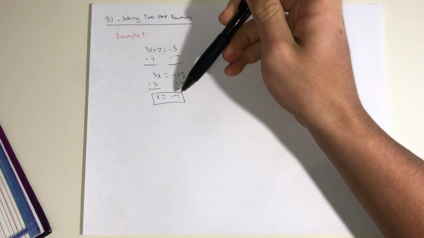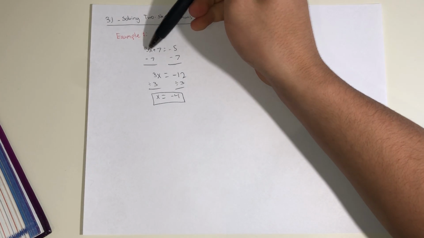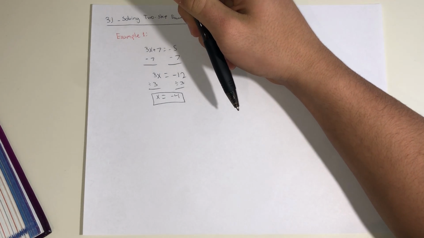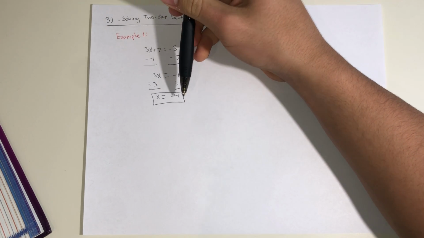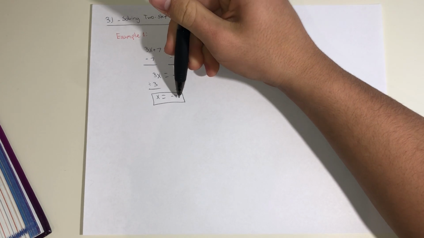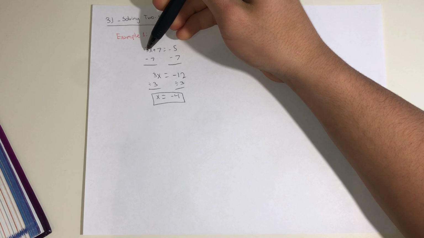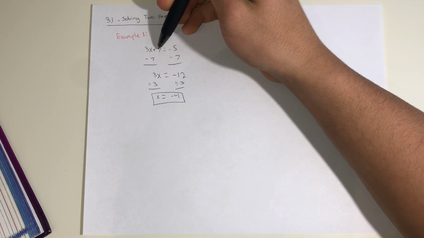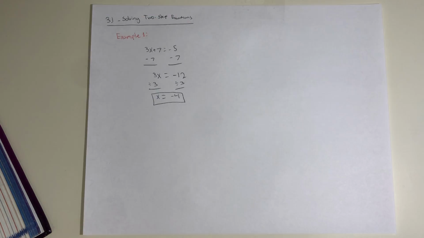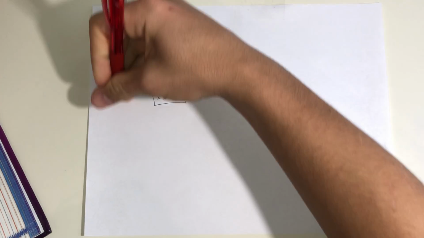And if you wanted to check, you could plug in negative 4 for x over here. You're going to see that we have to use PEMDAS. Negative 4 times 3 is going to be negative 12. Negative 12 plus 7 is going to be negative 5. So this is the answer to example 1.